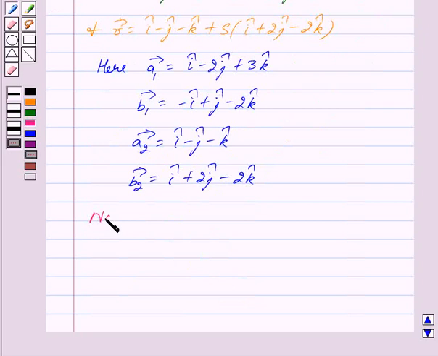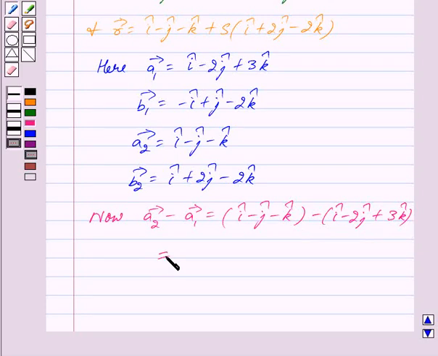Now vector a2 minus vector a1 is equal to i cap − j cap − k cap minus (i cap − 2j cap + 3k cap), and this comes out to be equal to, here i cap minus i cap becomes 0, −1 and minus into minus becomes plus, so plus 2 gives 1 j cap, and −1 − 3 gives −4 k cap.